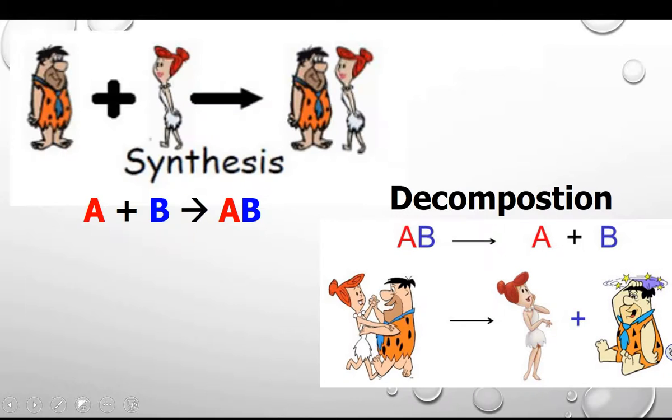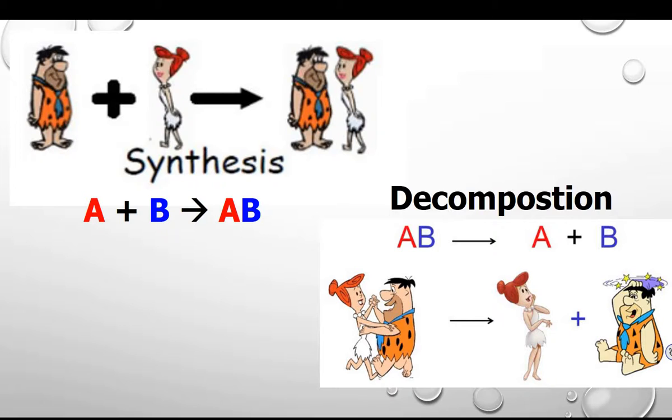Okay, next type. So with synthesis, you know what happens after a while, those couples, especially in high school, break up. Okay, so we can get decomposition. And decomposition is just the opposite of synthesis. Now, with synthesis and decomposition, it can go from 2 elements to a compound, or it can go from 2 compounds to a 1 compound.